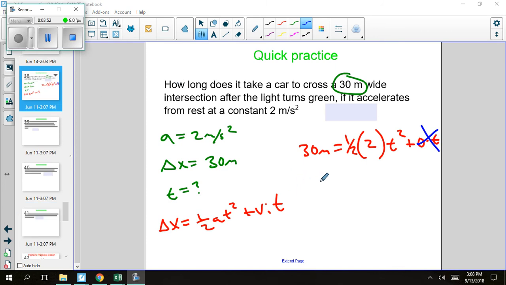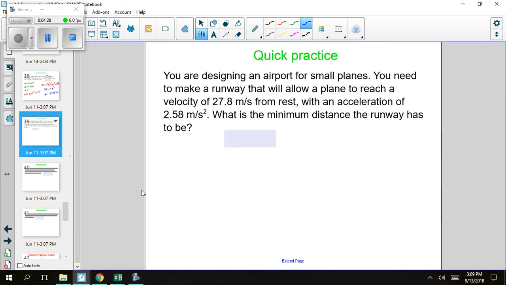All right, so what this is going to end up as is 30 meters equals t squared, right? Because that's going to cancel out. 1/2 of 2 is 1. 1 times anything. All right, good. We're good. So then we're going to take the square root of 30, and we're going to get a time of roughly 5 point, it's like 477, so we'll say 5.48 seconds. All right, next one.